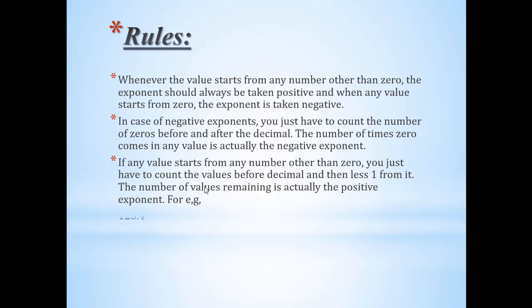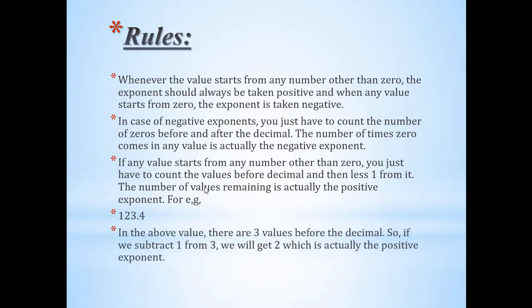For example, here we have the value 123.4. In this value there are 3 digits before the decimal. So if we subtract 1 from 3, we get positive 2, which is the positive exponent. Let us learn this with some examples.